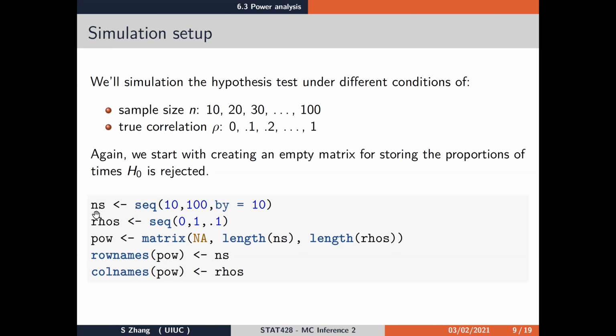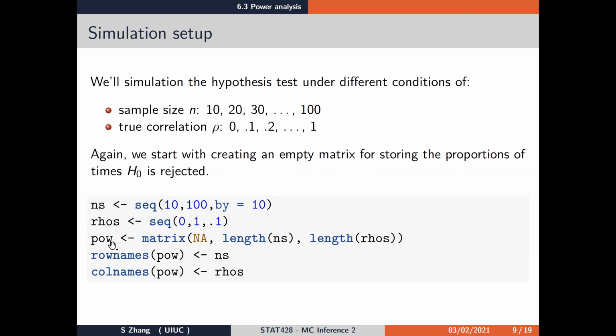So first, let's tell R this is the sequence of n's, the sample sizes we would like to consider. And this is the sequence of correlations between x and y that we want to consider. So the sample size ranges from 10 to 100, and the correlations range from 0 to 1.